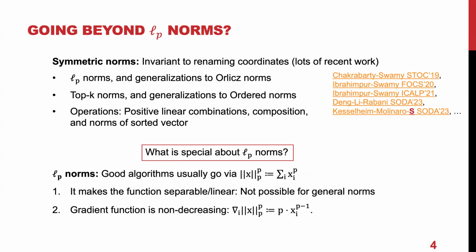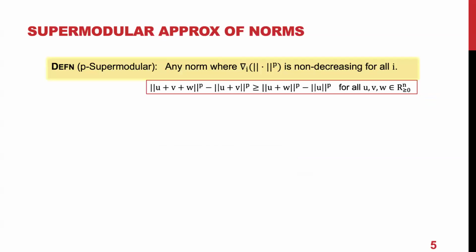So it's a non-decreasing function. And this is the second property which will motivate us to define this class of supermodular norms. We say a norm is supermodular, or p-supermodular, if the gradient of that norm to the power p, like for LP norms, if you look at the norm to the power p and look at its gradient, is non-decreasing in all the coordinates. This is what we call p-supermodular norms. LP norms are one example, but we'll soon talk about other norms which have this property.